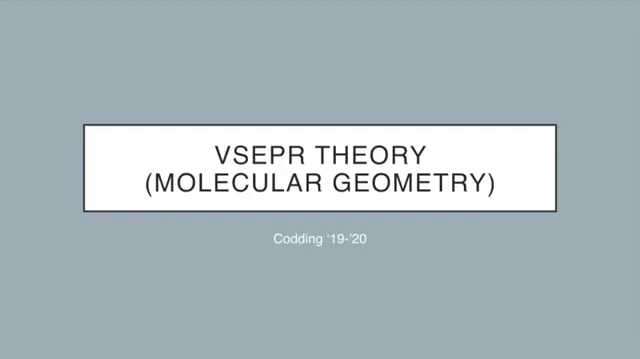So today we're going to be talking about molecular geometry, also known as VSEPR theory. Basically, this is a theory that uses the Lewis structures that we learned about earlier this week and allows us to predict what shape molecules are going to take.